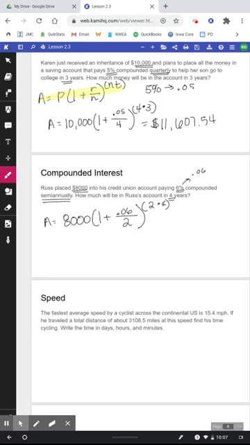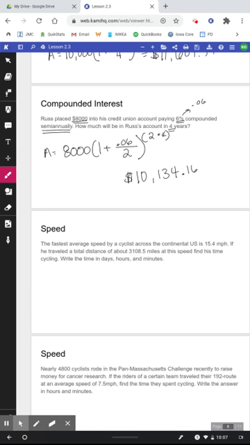0.06 divided by 2 to the 2 times 4 is 10,134.16. Okay, now we're using our speed. The fastest average speed by a cyclist across the continental U.S. is 15.4 miles per hour. It's my rate. If he traveled a total distance of 3,108.5 miles at the speed, find his time. And then after we do that, write the time in days, hours, and minutes.